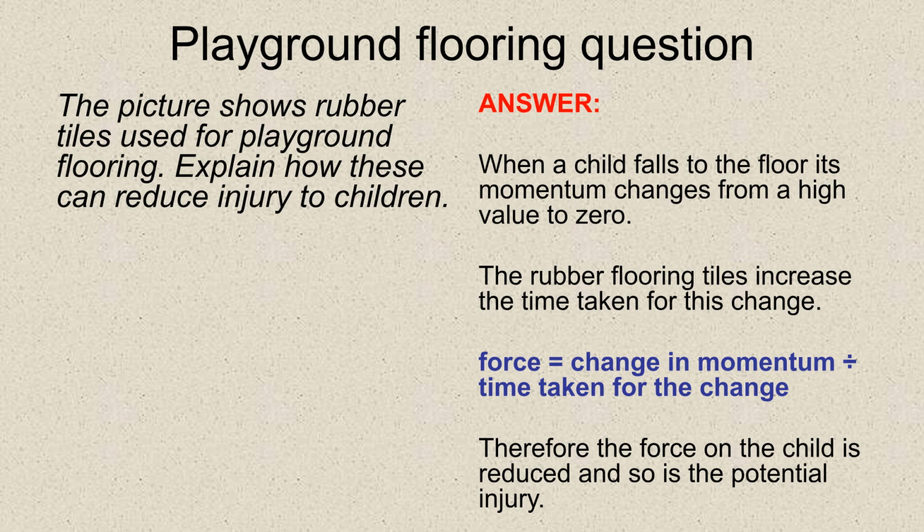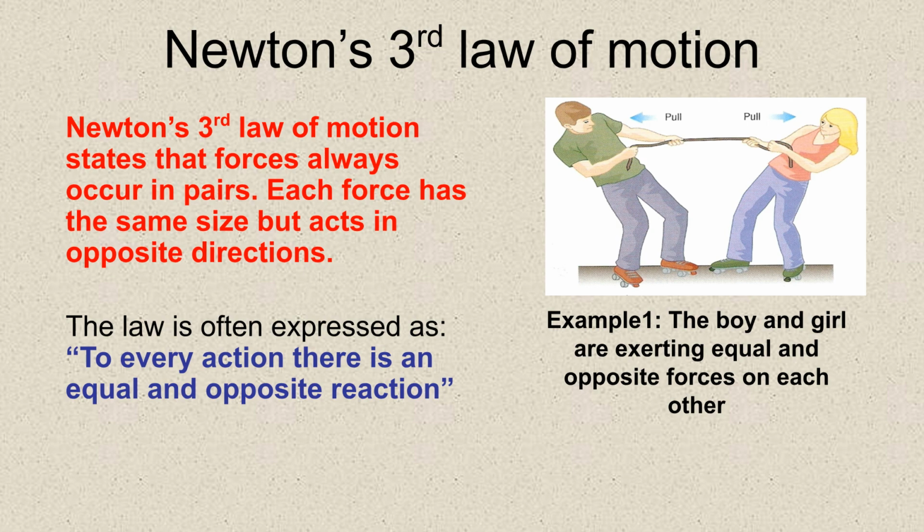Consider playground rubber tiles. They increase the time taken for a child's momentum to change from a high value to 0 when falling. By increasing the time taken, the force on the child is reduced, lessening the potential for injury. Newton's third law states that forces always occur in equal and opposite pairs. This is often summarized as, to every action there is an equal and opposite reaction.